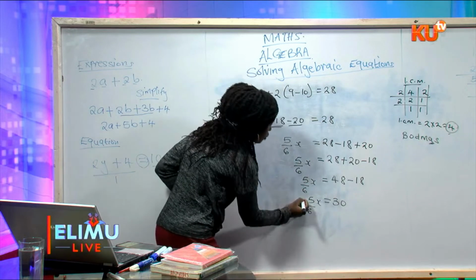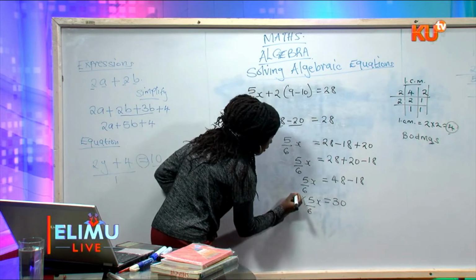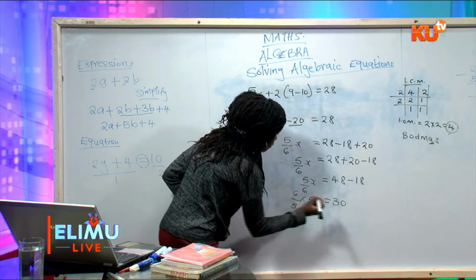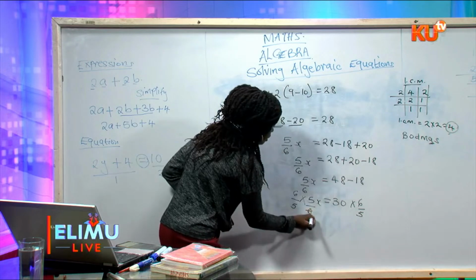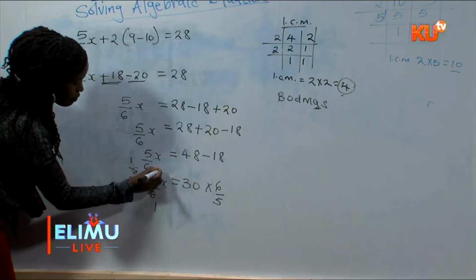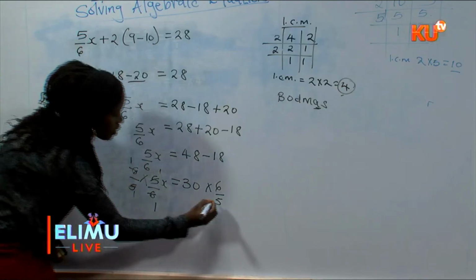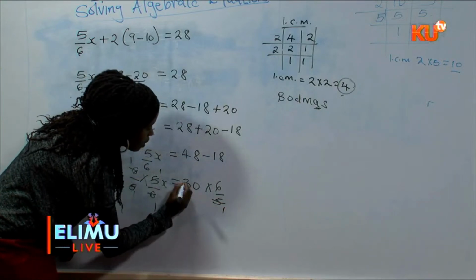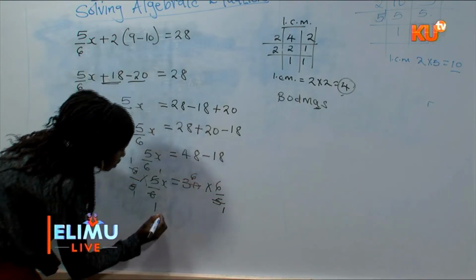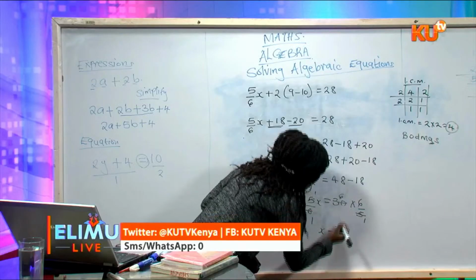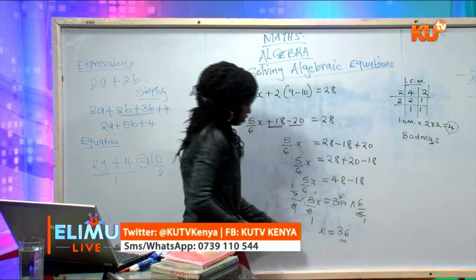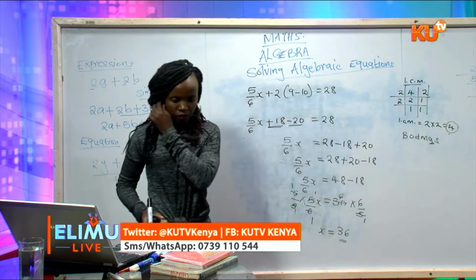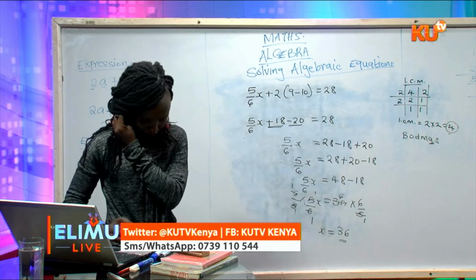So to get the value of x, we multiply both sides by the reciprocal here, 6 over 5. By 6 over 5 on the other side. 6 by 1, 6 by 1. 5 by 1, 5 by 1. Then 5 by 1, 5 by 6. So x is going to be 6 times 6, which is 36. So the value of our x here is 36. I hope I have answered your question.